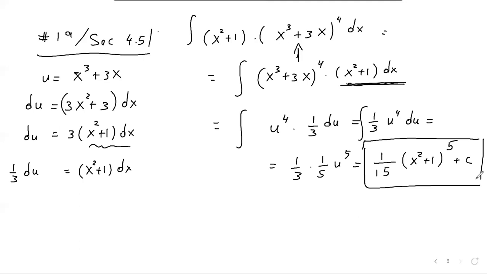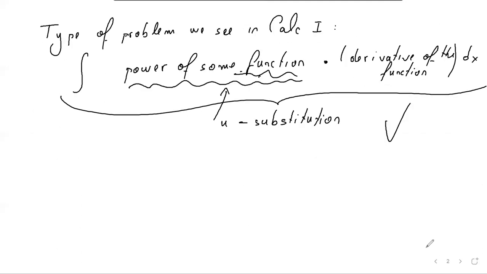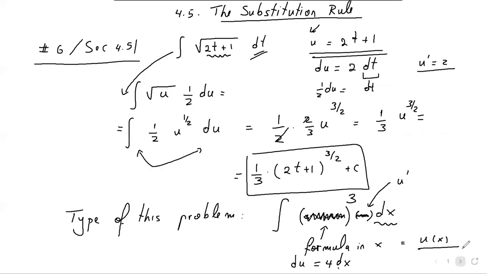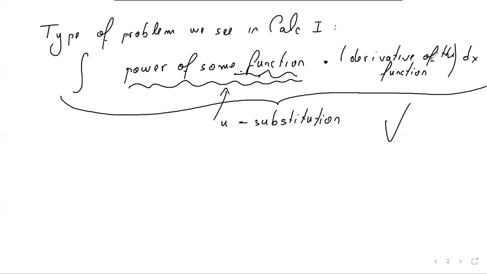Okay, folks. So we did a bunch of problems here. There's 1, there's 2, there's 3, and there's 4, the first problem. So all these problems, as you see, follow this pattern: power of some function times the derivative of that function.